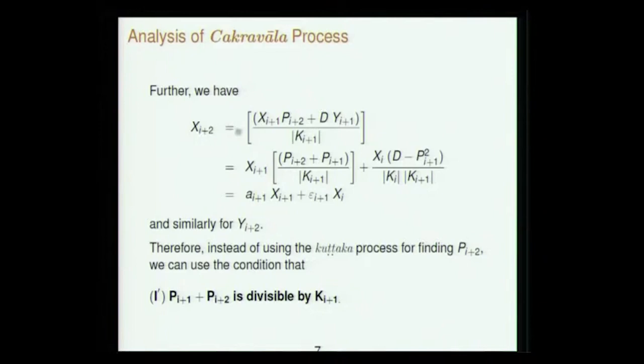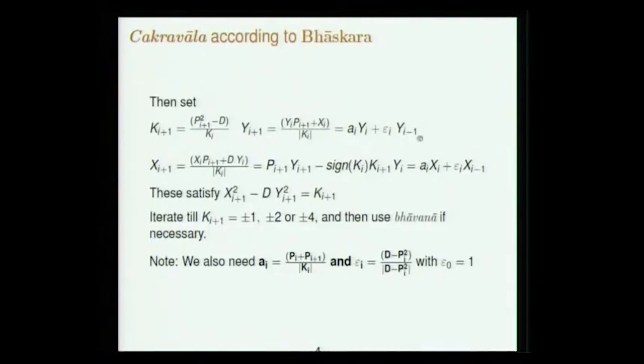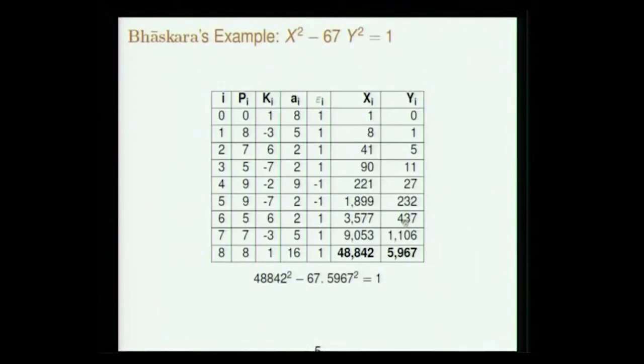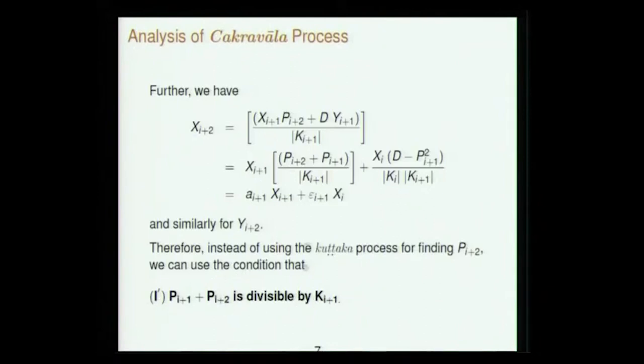And if you write the algorithm for the next step, you will get an equation like this, and that equation can be simplified into this form, which will show you that ai plus 1 or pi plus 2 plus pi plus 1 by ki plus 1, that is, these have to be integers. So, Krishna Swami Iyengar's equivalent version is just obtained by second iteration of the algorithm. Therefore, these were the first 2 points in Krishna Swami Iyengar's proof. He showed first that the algorithm is well defined, that these quantities are all integers. If you start with an initial situation, then he showed that the Kuttaka condition is equivalent to a condition like this. So, this algebraic relation shows you that ai is an integer if and only if pi plus 1 by ki plus 1 is an integer, and that is what gives you the equivalence between the two.